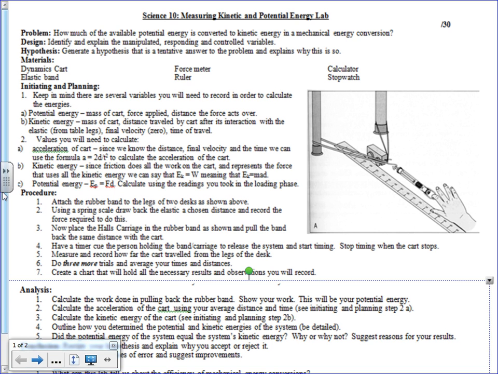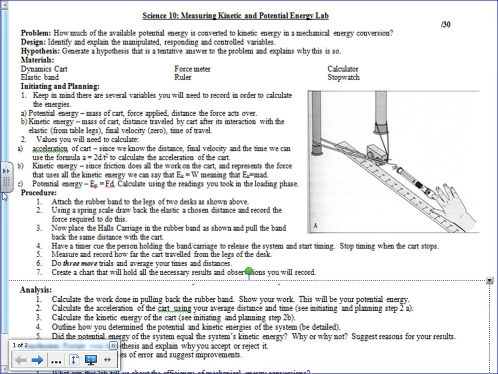The kinetic energy has to do with the mass of the cart, the distance traveled by the cart, and final velocity, 0, time of travel, all of that kind of stuff. That is hopefully going to be our responding variable. It's the thing that we hope will be affected by the potential energy.